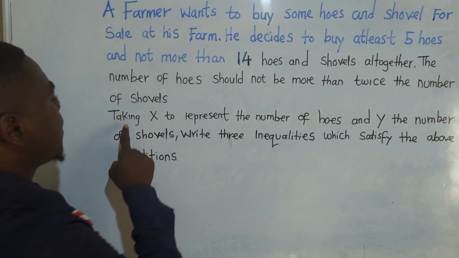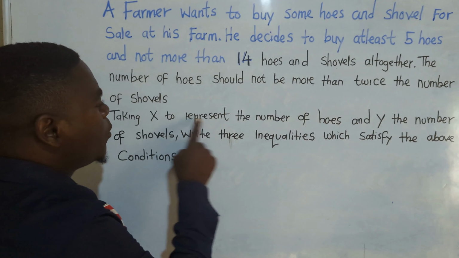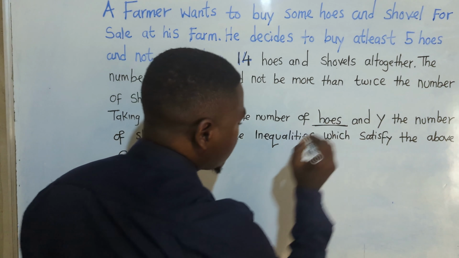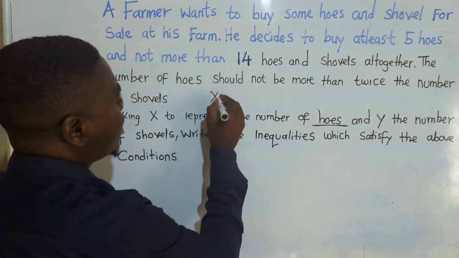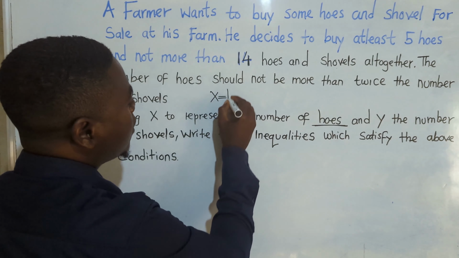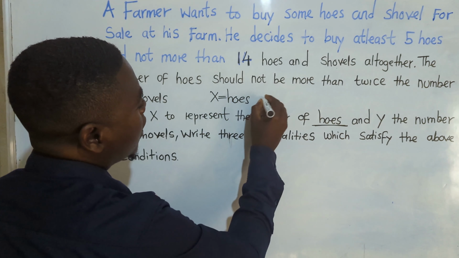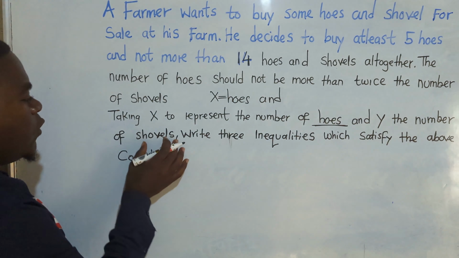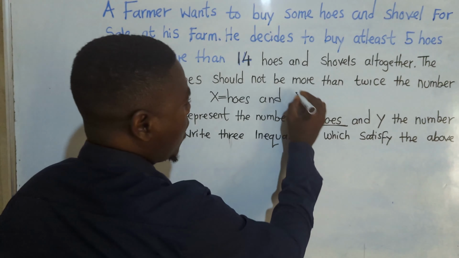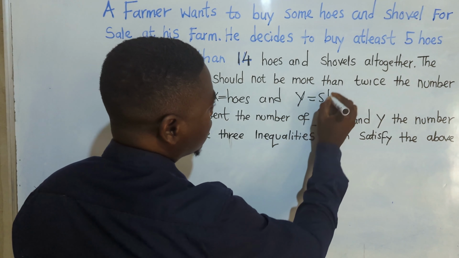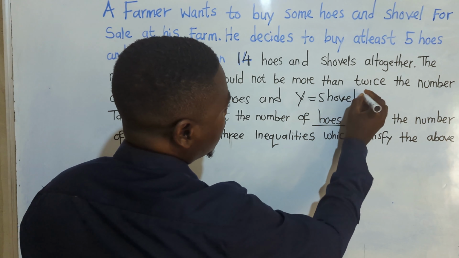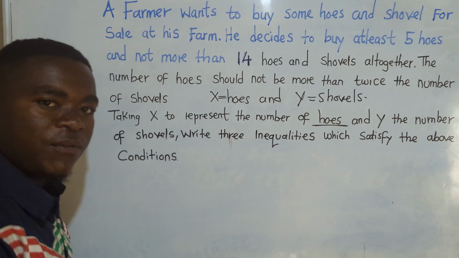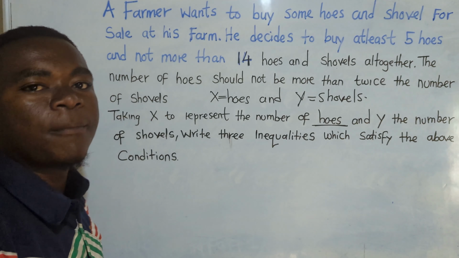The question is saying, taking X to represent the number of hoes. So you know that X is representing the number of what? The number of hoes. And Y, the number of shovels. So Y is the number of what? Shovels. So this is the information that is given as simple as this.